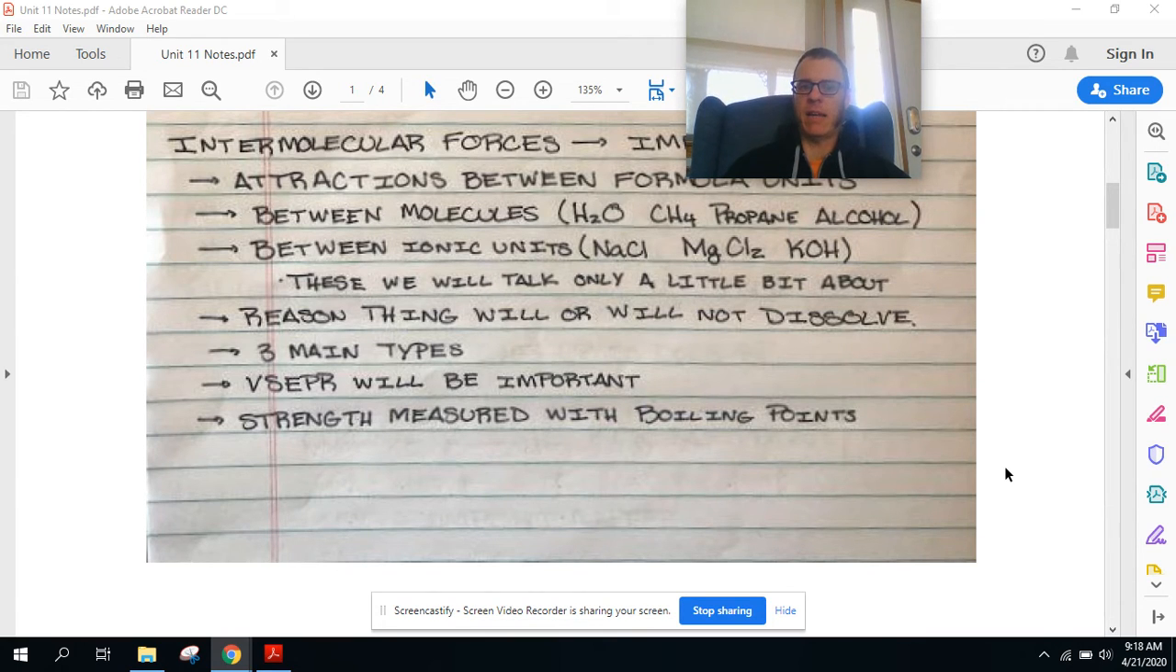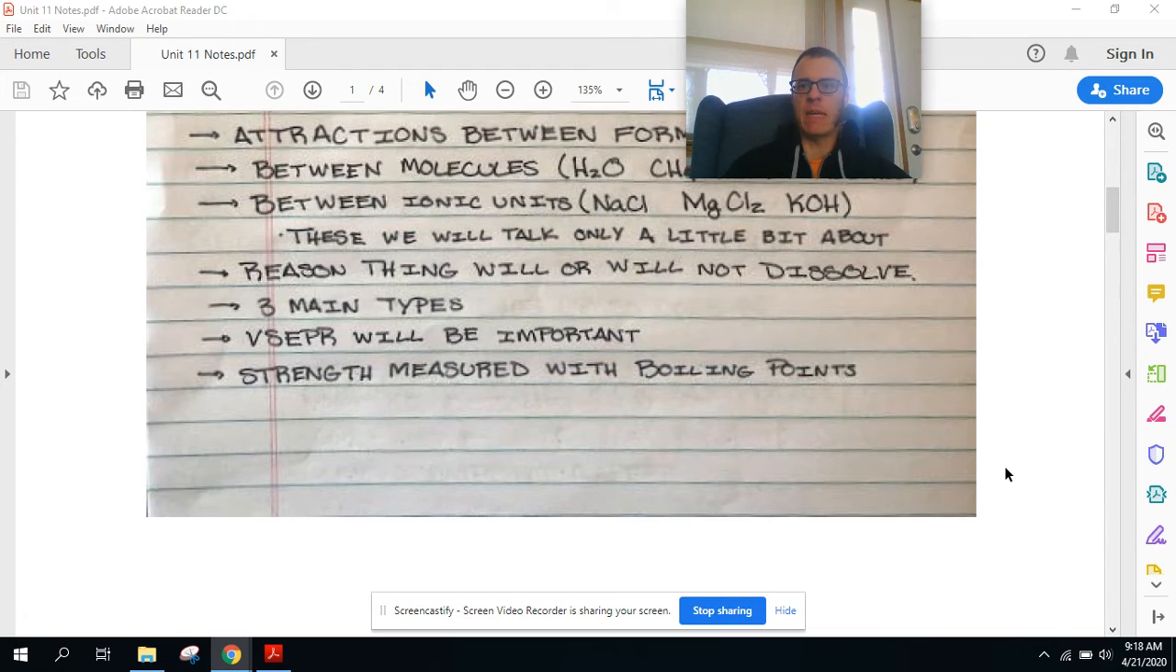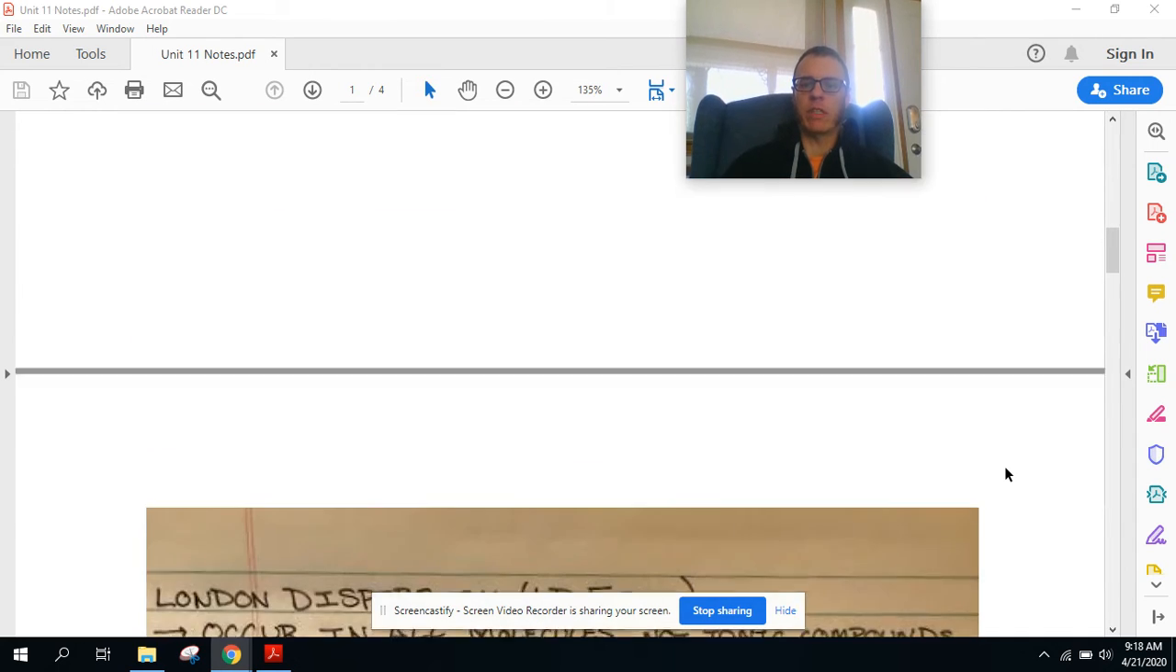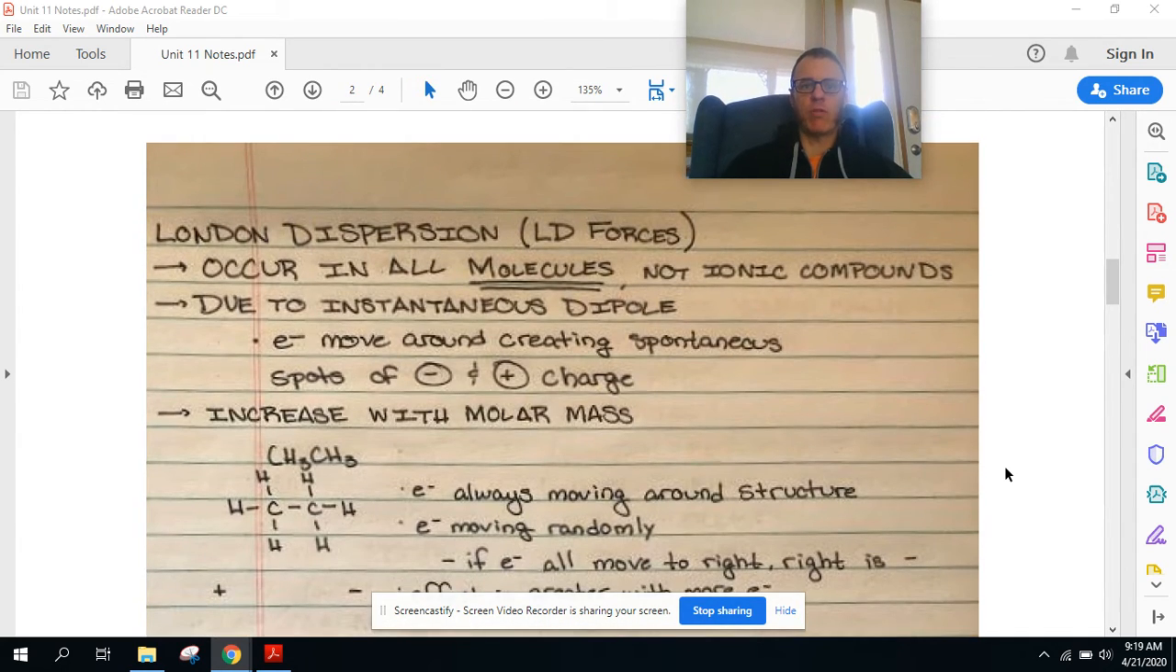And there's three main types. VSEPR is going to be really important. So 3D geometry, you're going to have to remember it. And we measure their strength by boiling points. So the first is London dispersion forces.